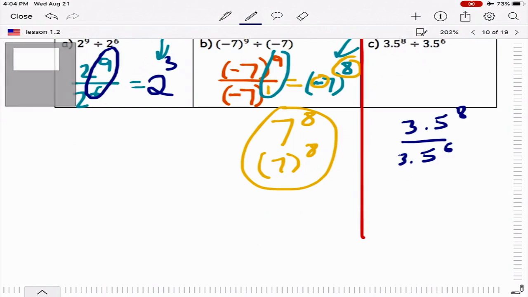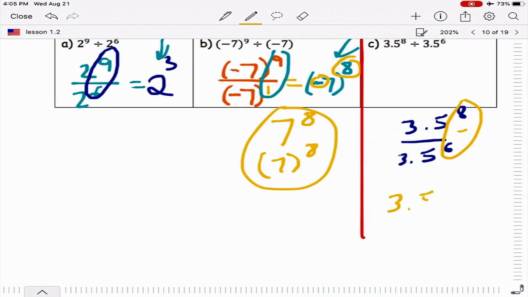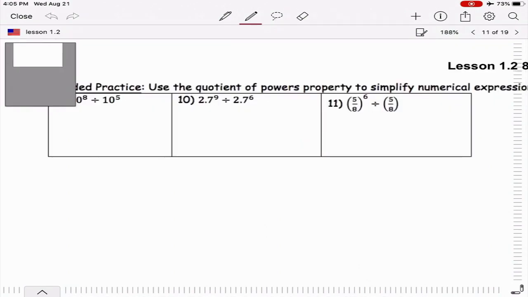Because the bases are the same and I'm dividing them, technically I subtract my exponents. So my final answer is 3.5, and then 8 minus 6 is 2. And I'm done. So go ahead and do these three on your own. But number 11, you don't see an exponent, so don't forget what number to give it before you solve anything.